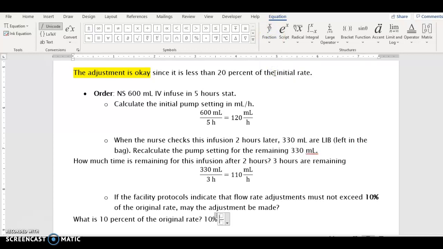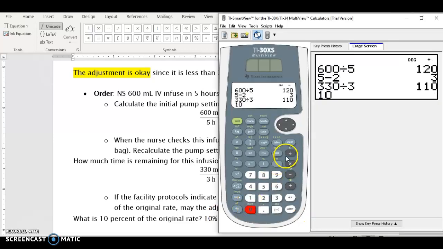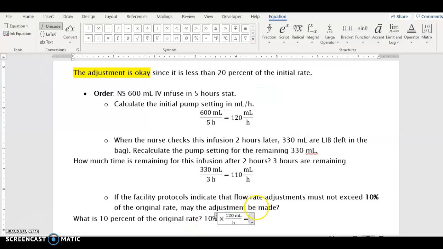Remember 10% must be converted into a decimal, so 10 divided by 100. So 10 divided by 100 will give you 10% as a decimal, or you can take the number 10 and move the decimal point 2 places to the left to get 0.10 or 0.1. So 10% as a decimal is 0.10.